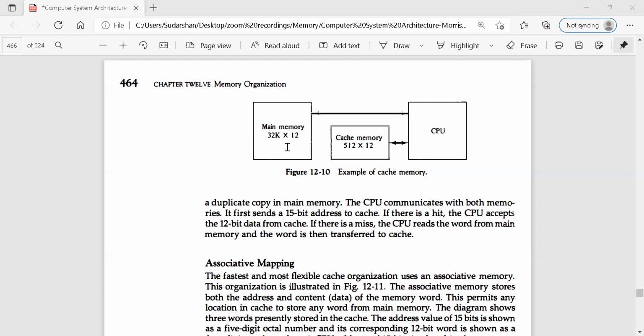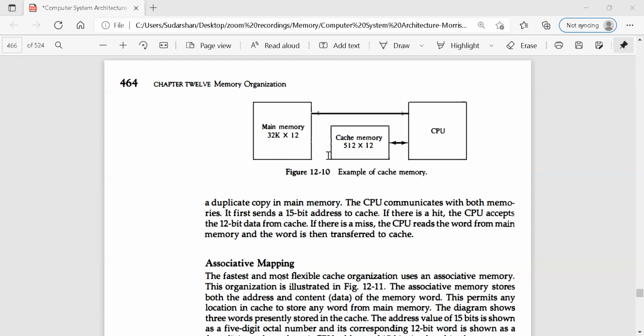So how will you calculate the average memory access time? It is 0.9, that is 90%, into the access time of the cache memory, plus 0.1 into the access time of your main memory plus the access time of your cache memory. That is 1000 plus 100, 1100. This results in 200 nanoseconds on an average. So this is about cache memory.